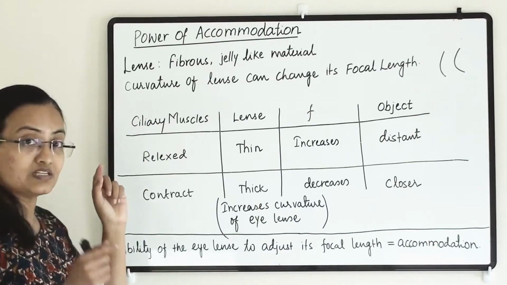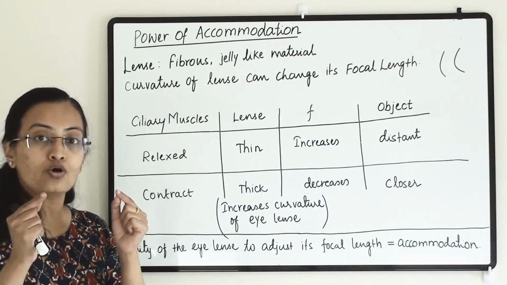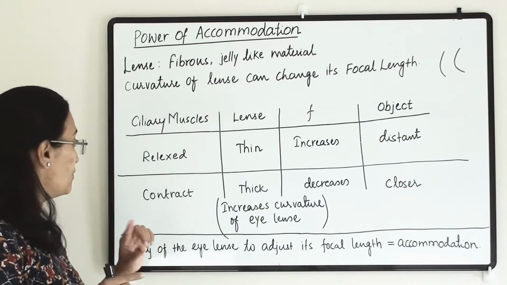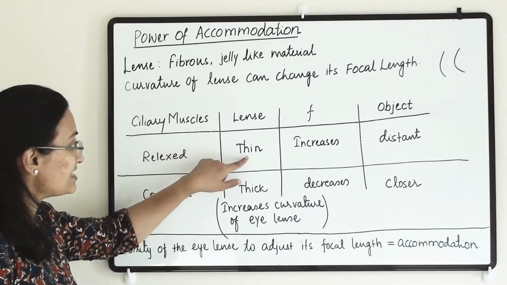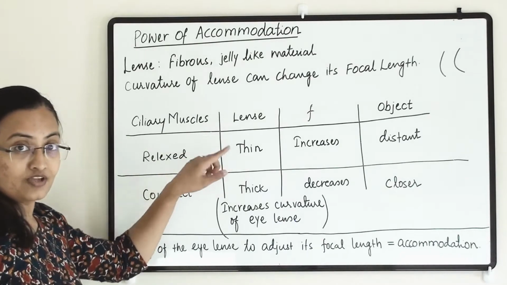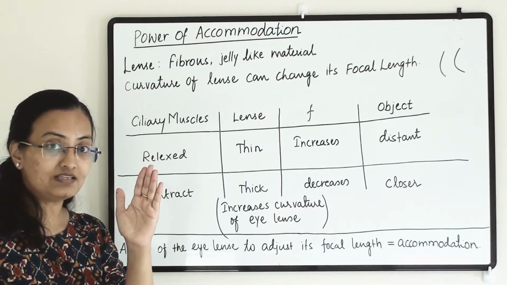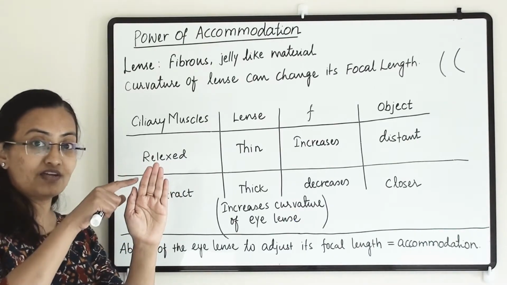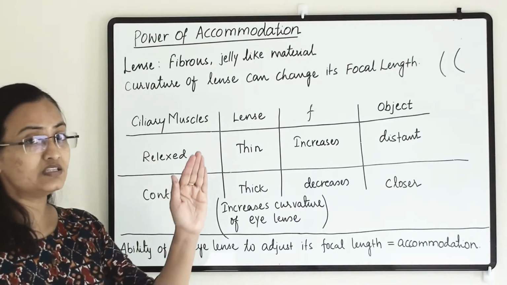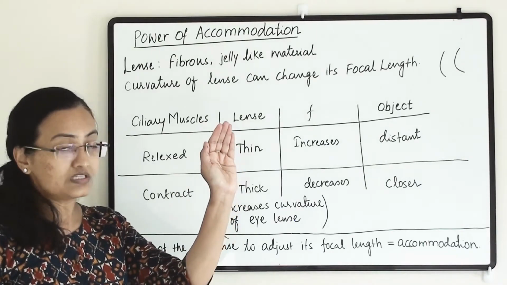Now ciliary muscles, which are attached along with the crystalline lens, will relax, then the lens will become thin. So if it is loosened up, then the lens will become thin because its curvature will decrease. Imagine this is a lens. Now this is its curvature.